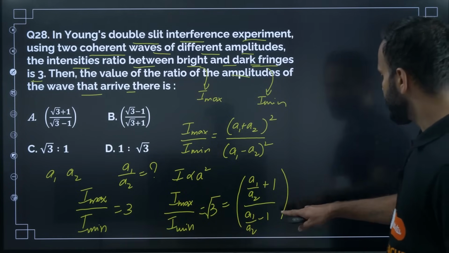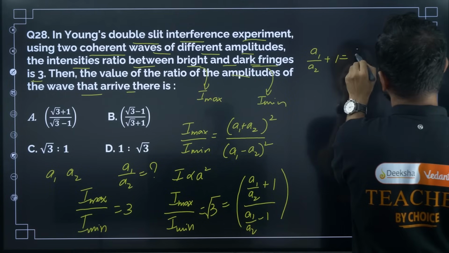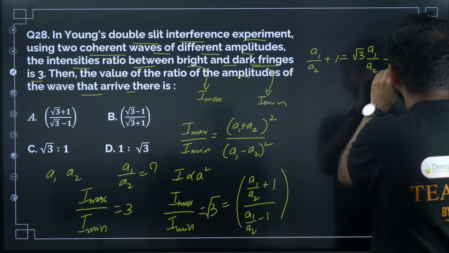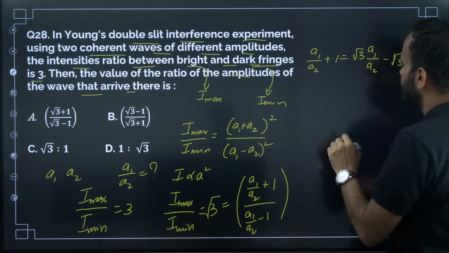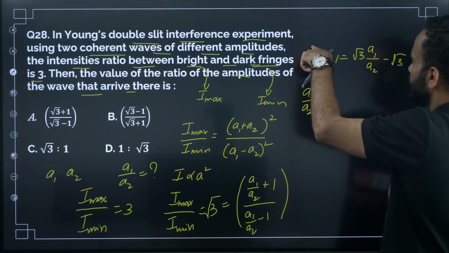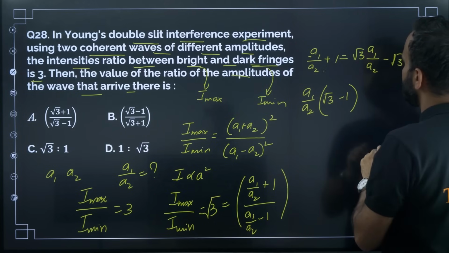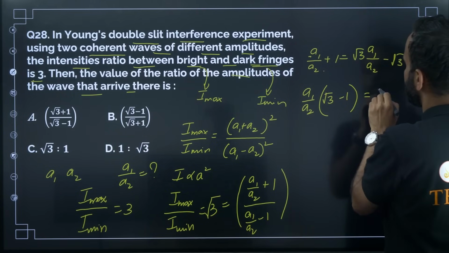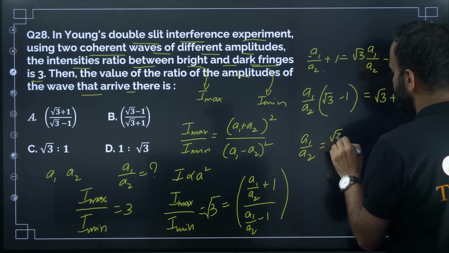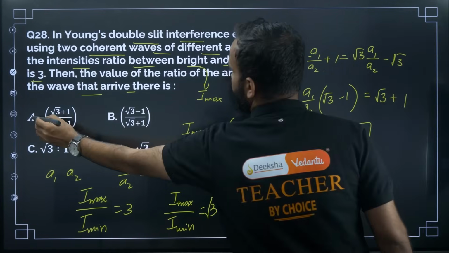Okay, so now here A1 divided by A2 plus 1 is equal to root 3 into A1 divided by A2 minus 1. Okay, into root 3, 1 into root 3 is root 3. So now take A1 divided by A2 as common. Here A1 by A2 taken to the other side, right? So this will be root 3 minus 1, equal to here root 3 plus 1. So now A1 divided by A2 is equal to root 3 plus 1 divided by root 3 minus 1. So the correct option is A.